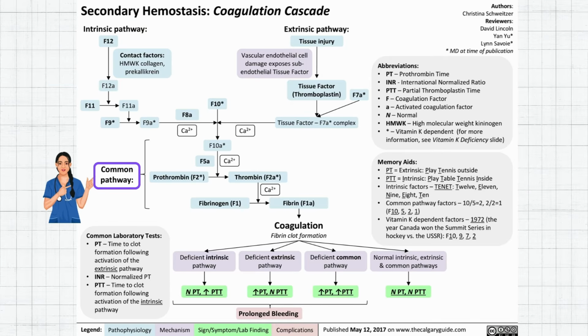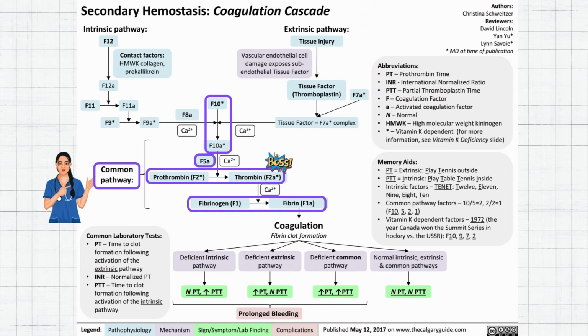The common pathway and the clot. Both pathways meet at the crossroads, factor 10. This begins the common pathway. Once factor 10 is activated into 10a, it teams up with factor 5, the helper, to turn prothrombin, factor 2, into thrombin, factor 2a. Thrombin is the boss. Thrombin converts fibrinogen, factor 1, into fibrin, factor 1a. These fibrin strands form a mesh over the platelet plug, sealing the injury. Mnemonic for the common pathway is 10-5-2-1.